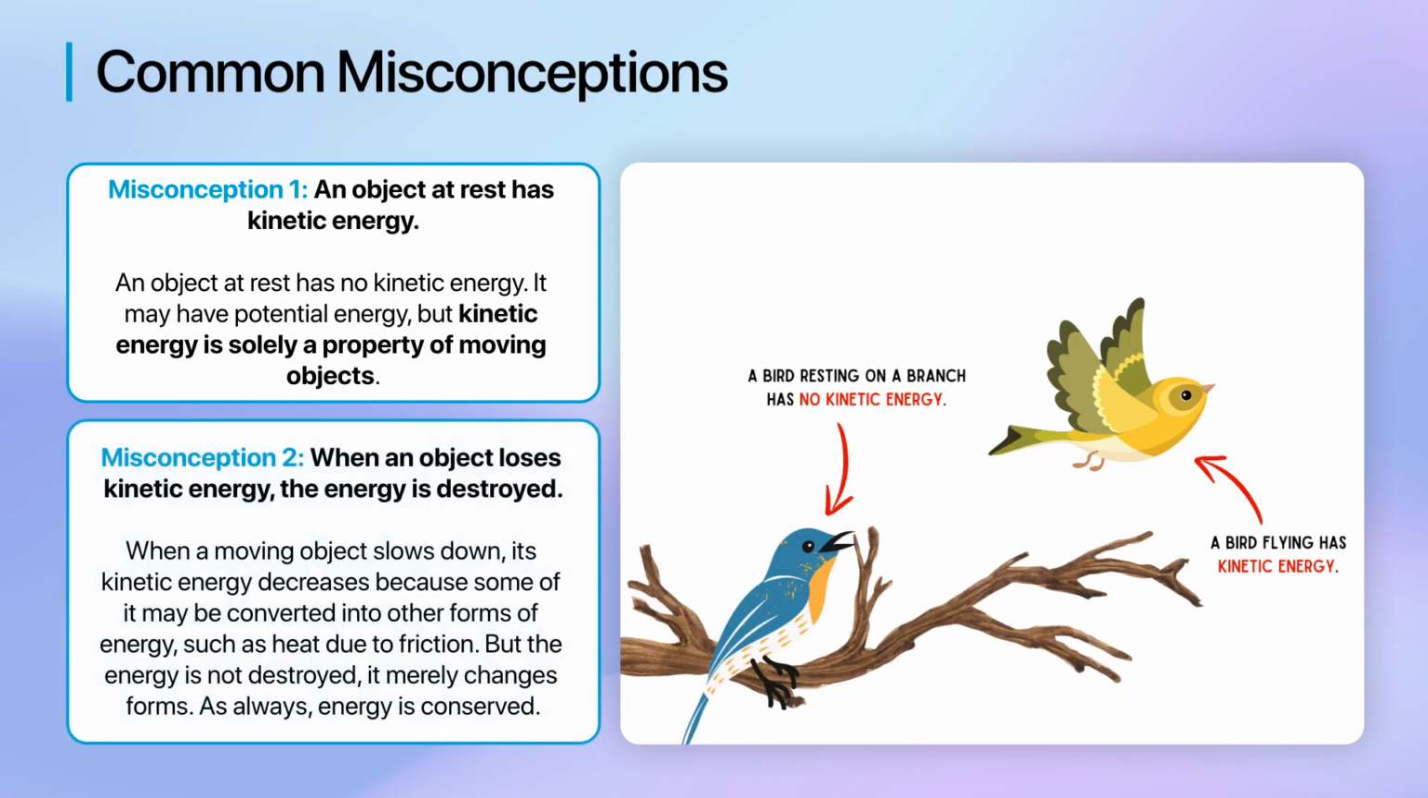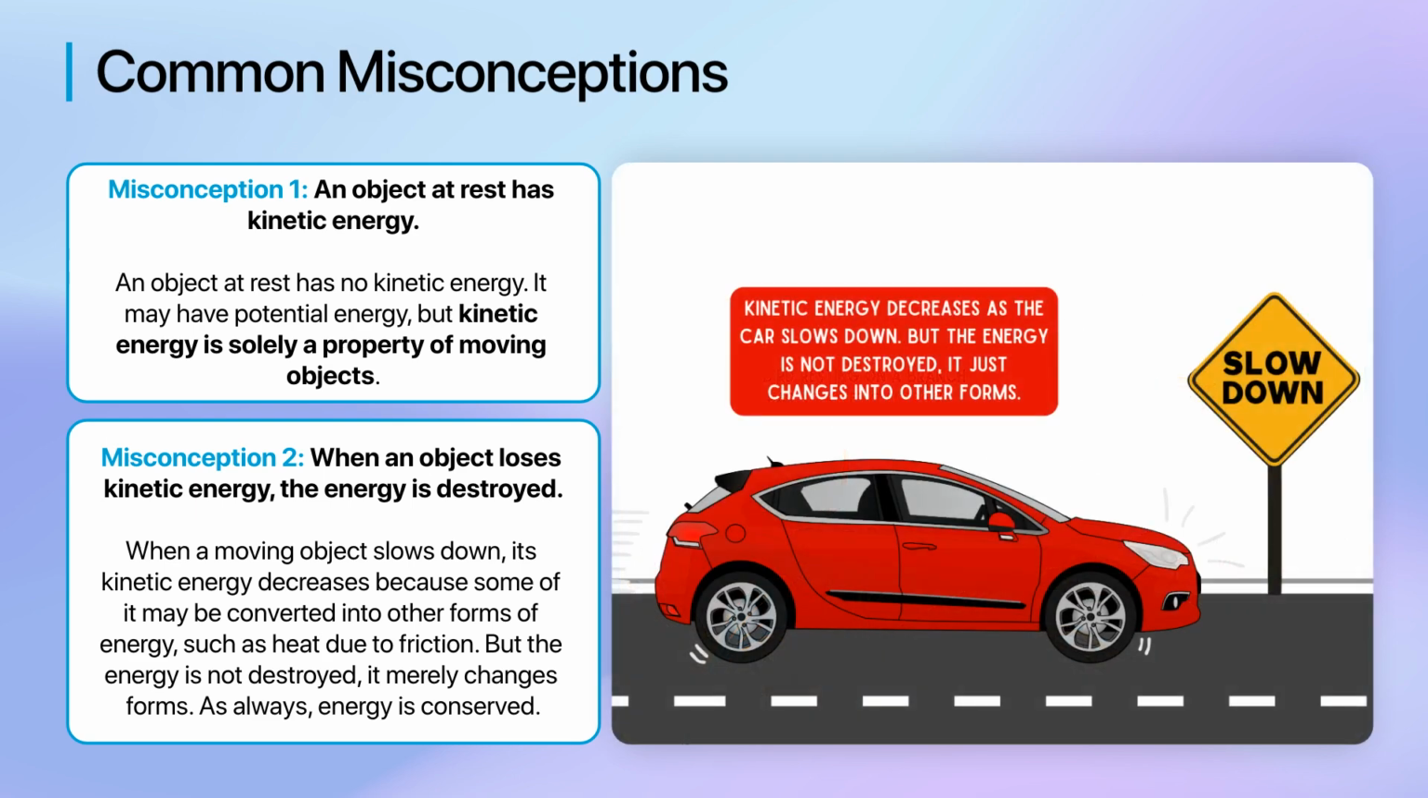The second misconception is that energy can be destroyed. This is also false. When a moving object slows down, its kinetic energy decreases because some of it may be converted into other forms of energy, such as heat due to friction. As always, energy is conserved.